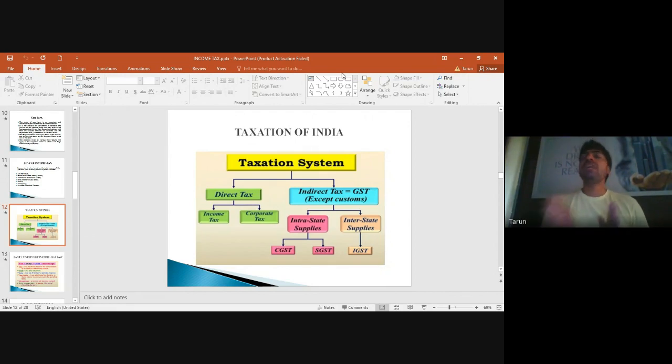No. If we talk about intrastate supplies of goods, the taxes will be distributed between the central government and the state government. But when we talk about interstate supply, only the central government has the right to collect the taxes or revenues when it comes to the supply of goods between different states. So this is the procedure of the taxation system in India.